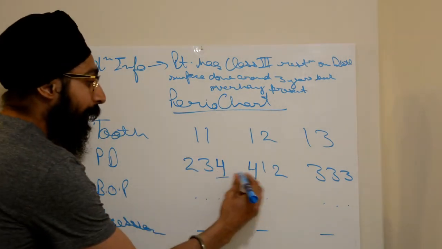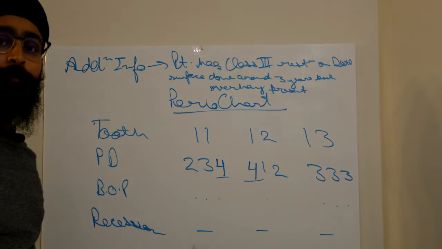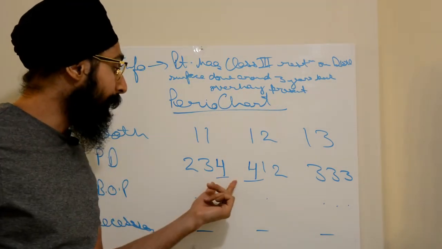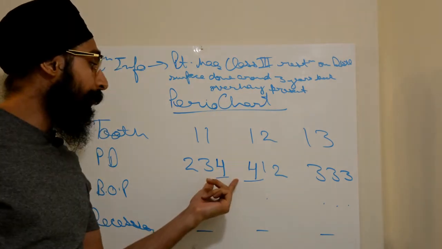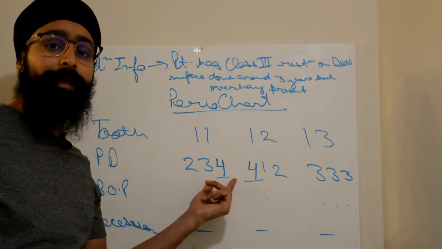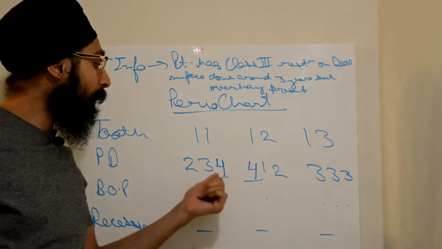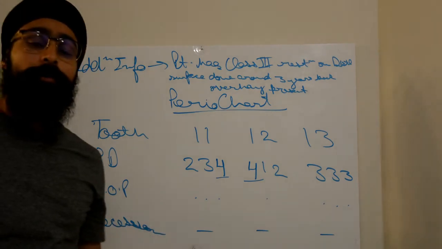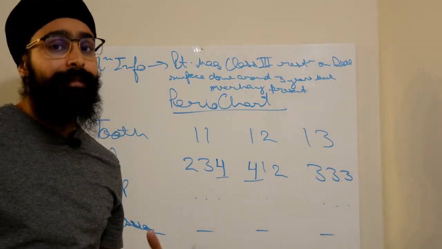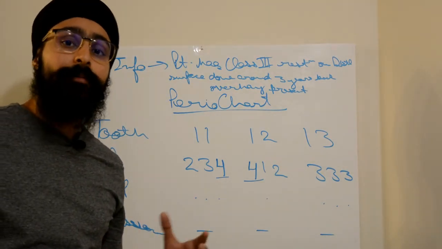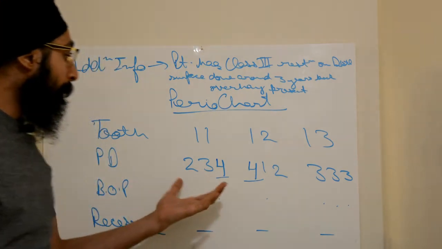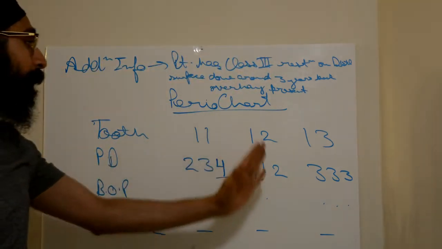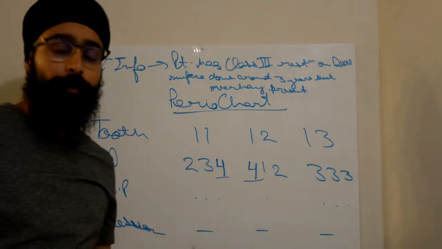Now this 4 and this 4, these are not normal, because up to 3 millimeter we consider it normal. Here 4 represents that there is 1 millimeter of clinical attachment loss here and here. Whenever there is clinical attachment loss or bone loss, we know that it is no longer gingivitis, it becomes periodontitis. In case this additional information was not given, this perio chart would have represented chronic periodontitis.